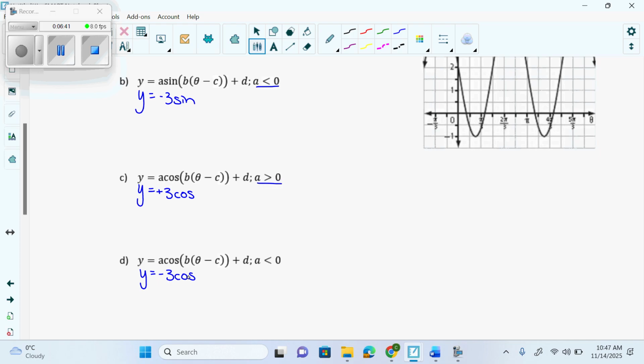Then we're going to flip back all the way to 1 again. So that's just getting all the a values, which are the amplitude, which ends up being our vertical stretch.